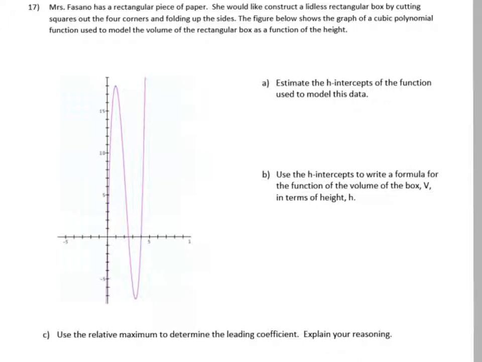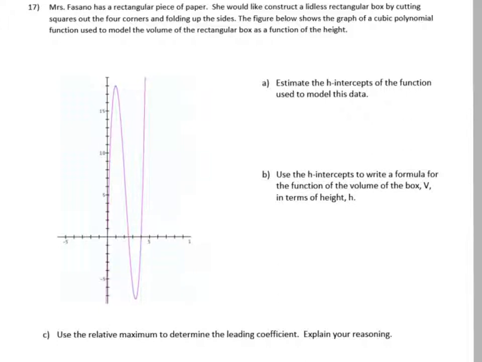Okay, so if you could flip to number 17. It says, Mrs. Fasano has a rectangular piece of paper. She would like to construct a lidless rectangular box by cutting squares out of the 4 corners and folding up the sides. The figure below shows the graph of a cubic polynomial function used to model the volume of the rectangular box as a function of the height.